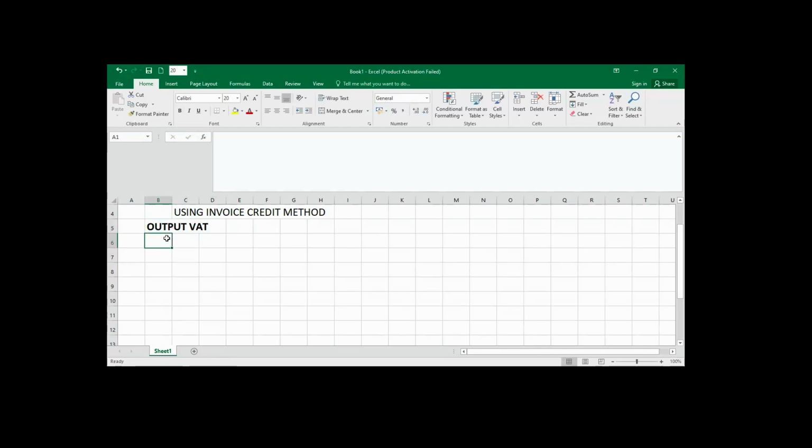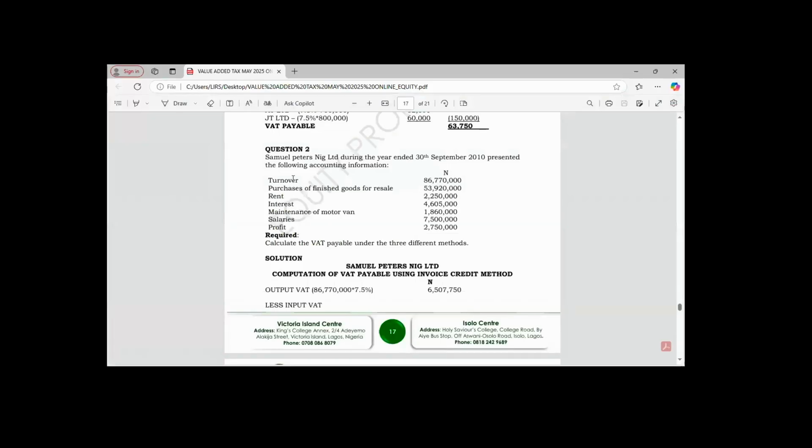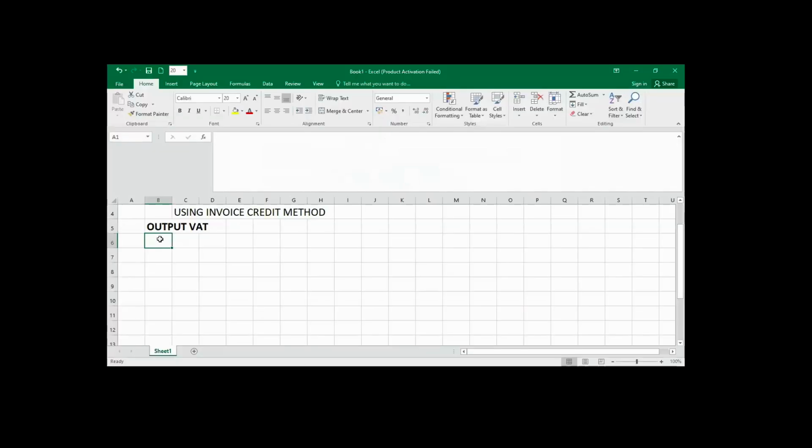Let us go back to our question. In the question, we have a turnover, and this turnover will give rise to output VAT, 86,770,000. In the question, we are not told whether this value is inclusive or exclusive. I told us that where it is not stated, we assume VAT exclusive. So we are going to assume VAT exclusive for that.